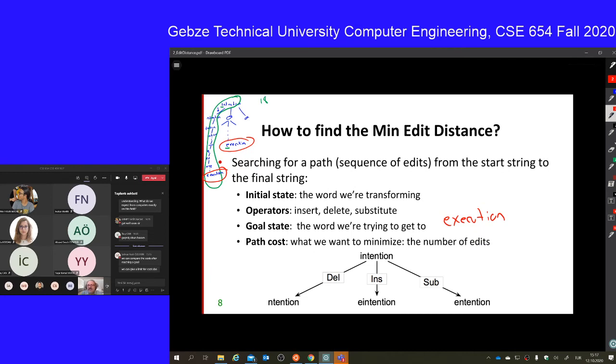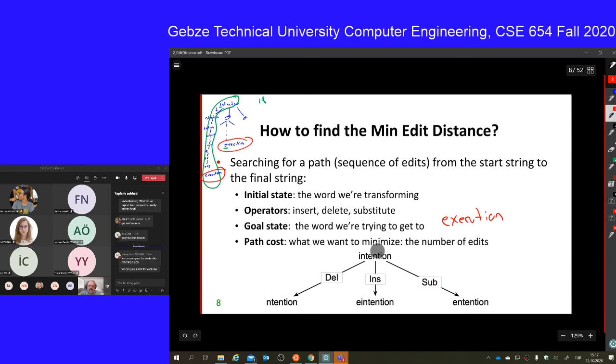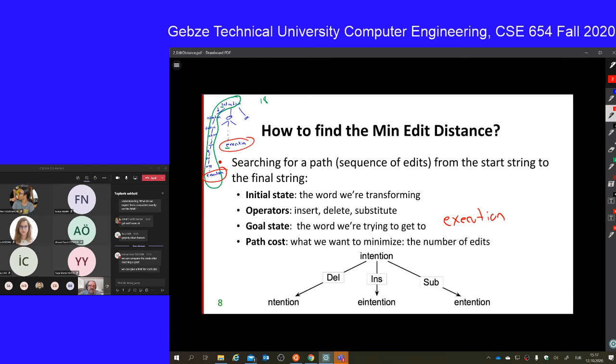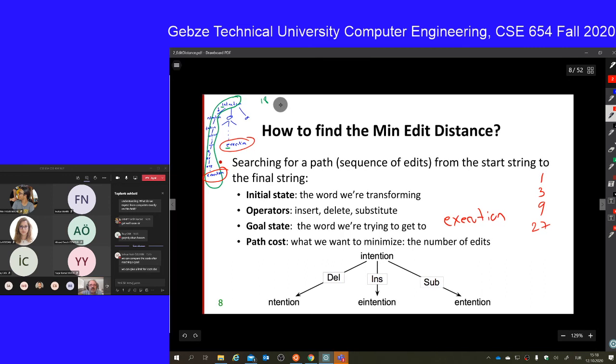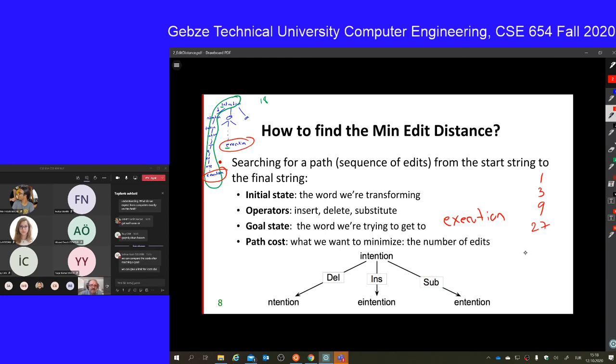We could do that, but what is the size of this tree? How many nodes are there in the tree? At the beginning, I have one. Now I have three, right? At each node, I can choose one of these three operations. So at the beginning I have one, then 3, 9, 27, and it goes like that. And I know that the most stupid one is 18 steps long. It looks like it is 3 to the power K, where K is from 1 to 18.